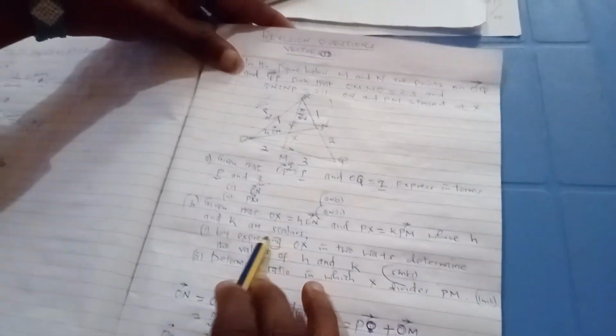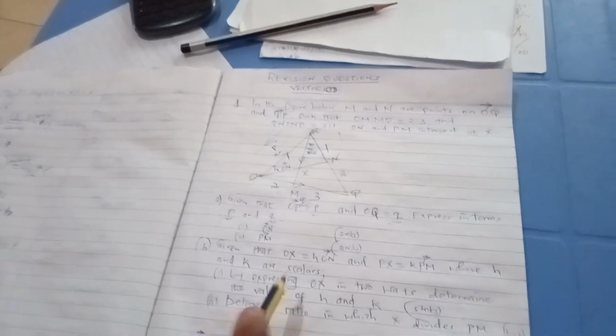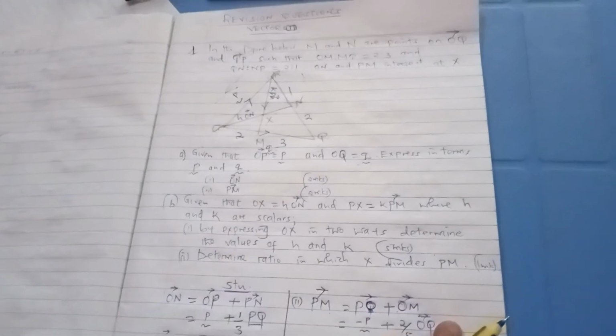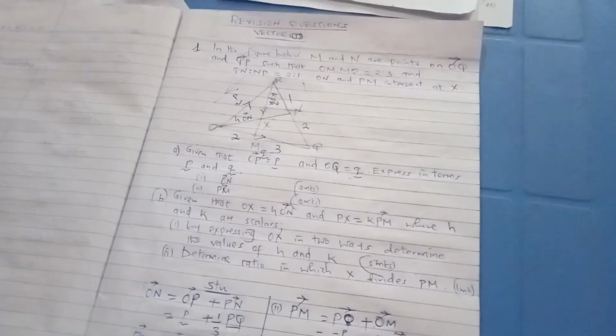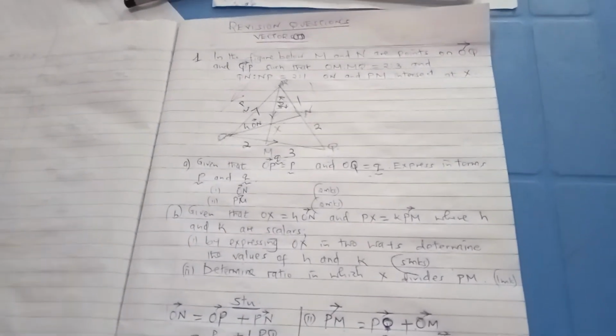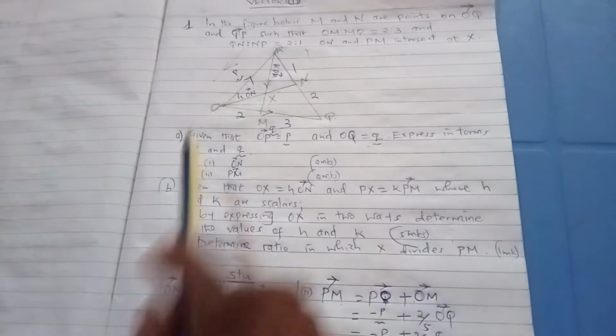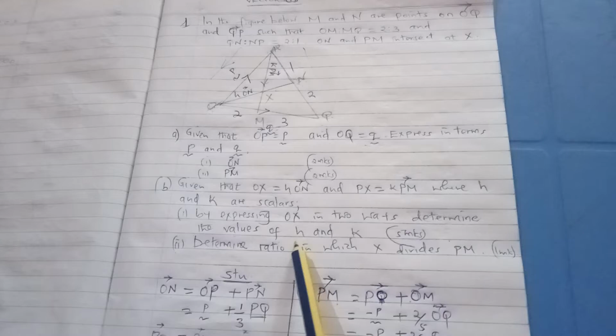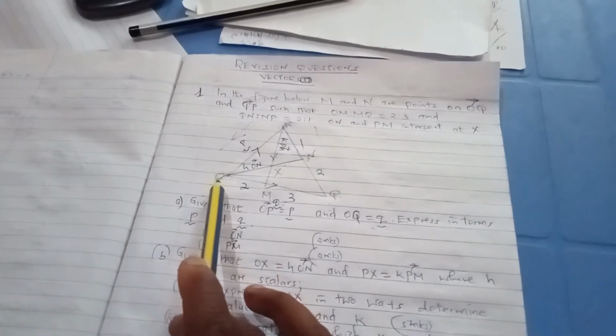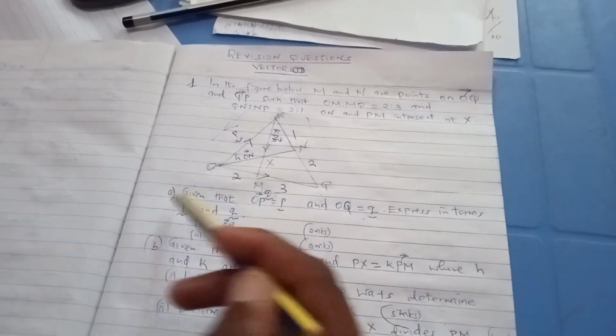Where H and K are scalars. So these are scalars. Scalars are quantities with magnitude only, without direction. So we are told, by expressing OX in two ways, determine the values of H and K. That is 5 marks. By expressing OX, you want to move from O to X in 2 ways. We know that we have so many routes that we can follow to move from O to X.